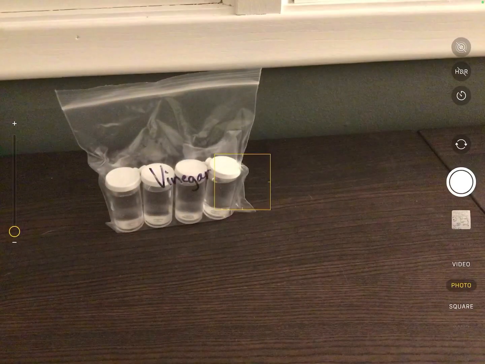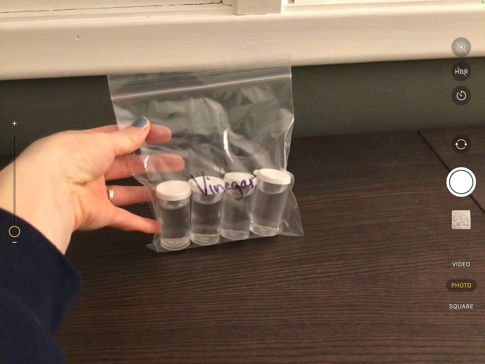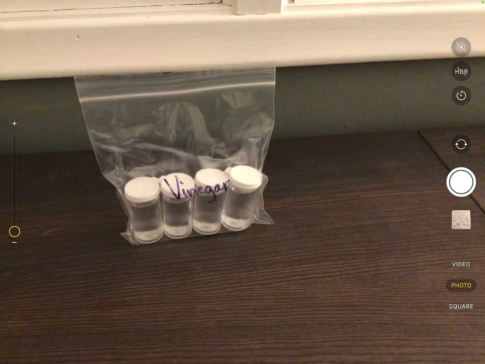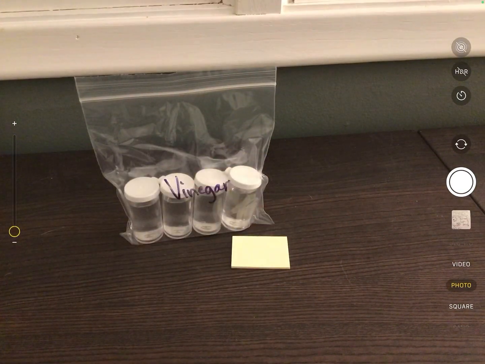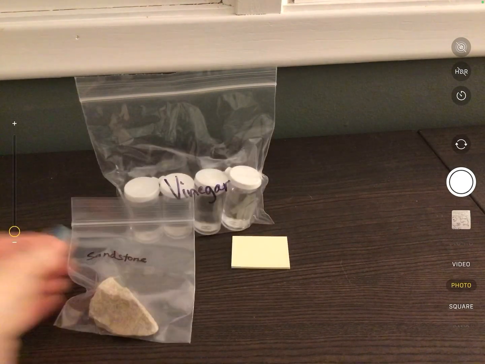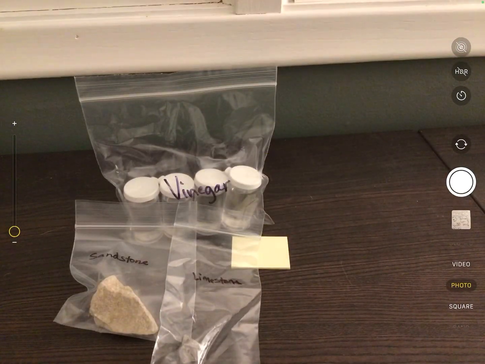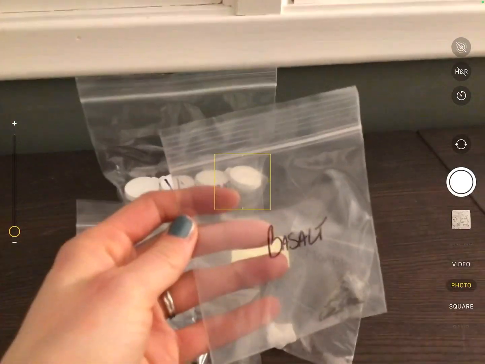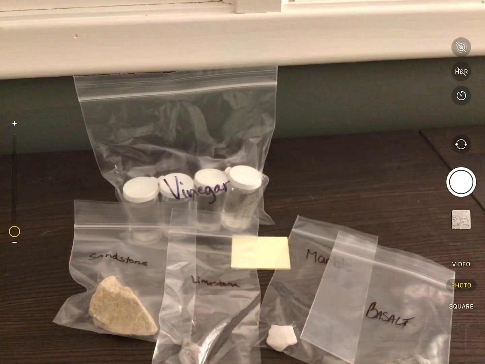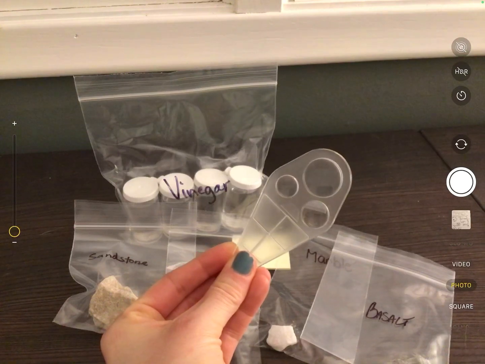Next, I'm going to walk you through the materials you should have. You should have 4 vials full of vinegar, your sticky notes, and 4 different rocks: sandstone, limestone, marble, and basalt. Those are all labeled on the bags. And lastly, take your hand lens out in case you would like to use it.